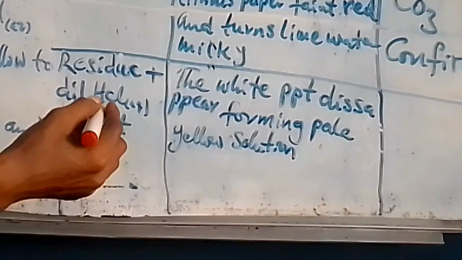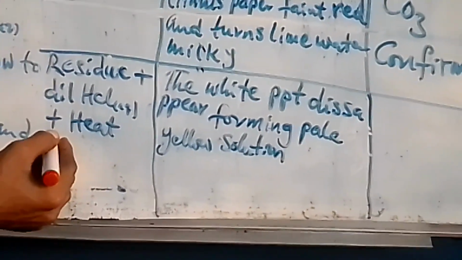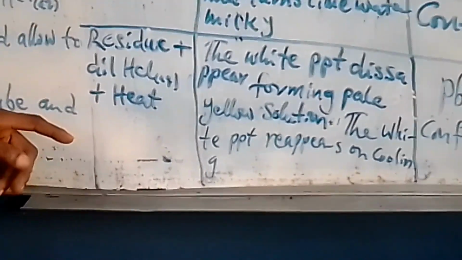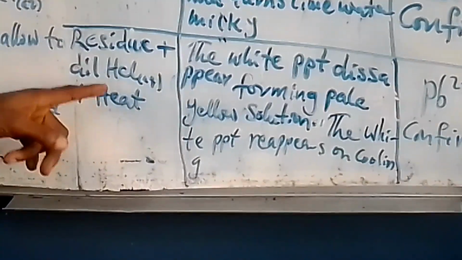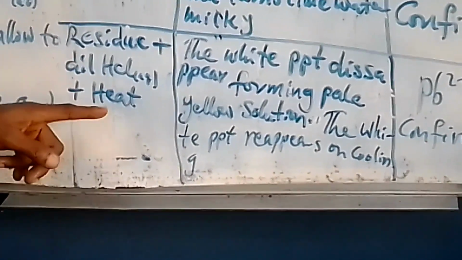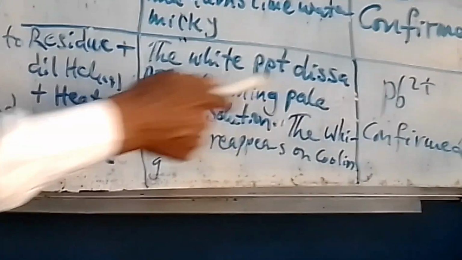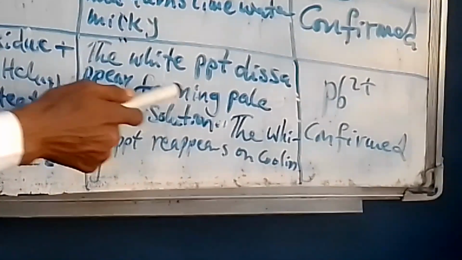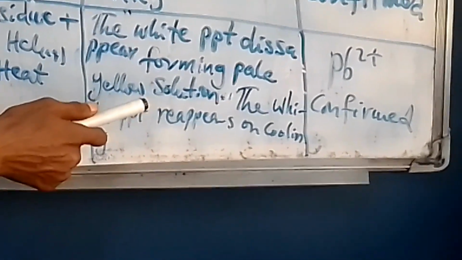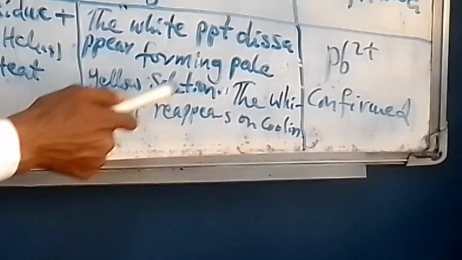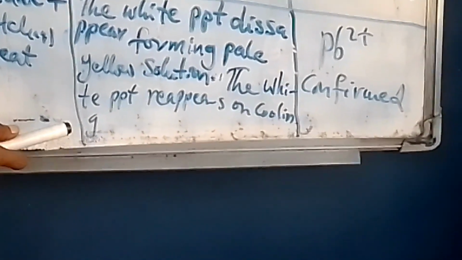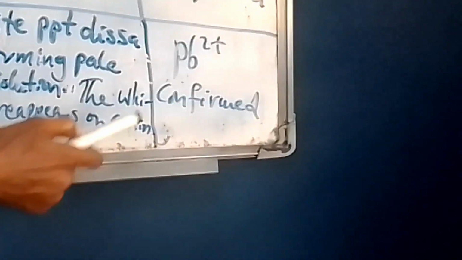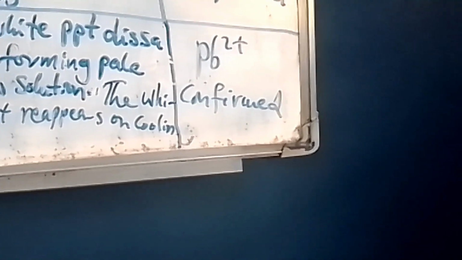Specimen E. The residue plus dilute hydrochloric acid plus heat, the white PPT disappears, forming pale yellow solution. This white PPT reappears on cooling. Lead 2 ion confirmed.